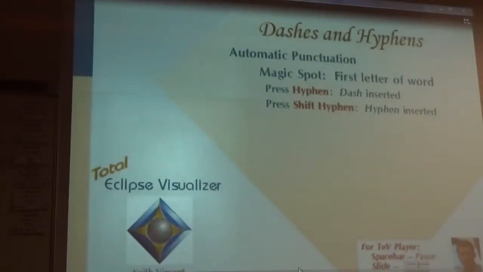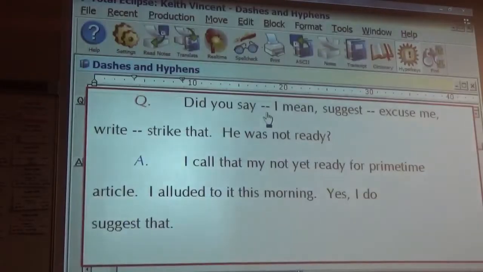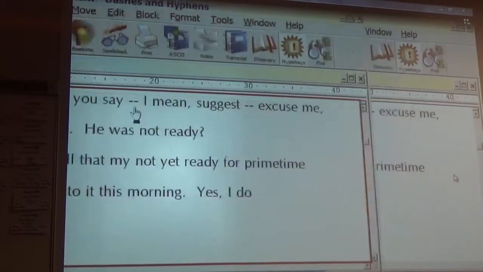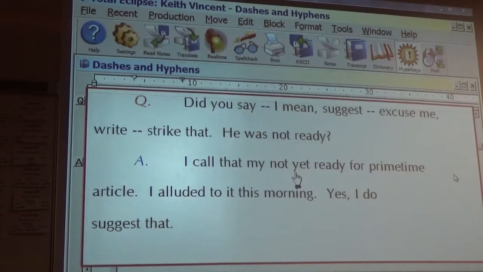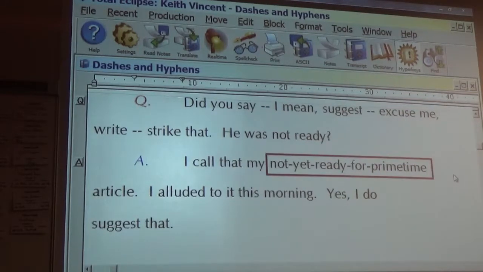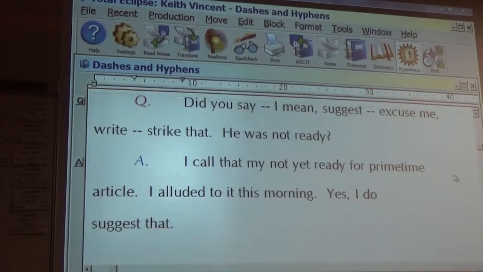The first letter of a word is a magic spot, and each time it only took one key to insert those dashes. I want to insert hyphens where you see the purple arrows. So I've placed my cursor on the beginning of this word and I'll press Shift hyphen. See how the cursor moved over? Shift hyphen. Let me replay that for you so that you can see how quickly Eclipse can hyphenate a phrase for you. Here we go.